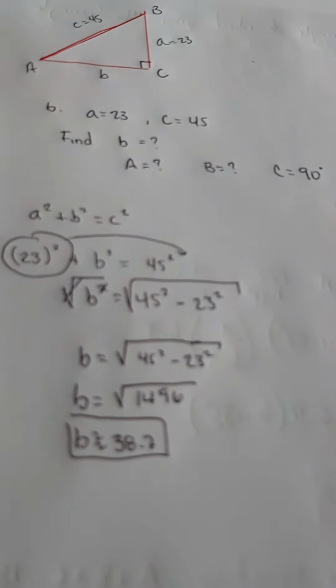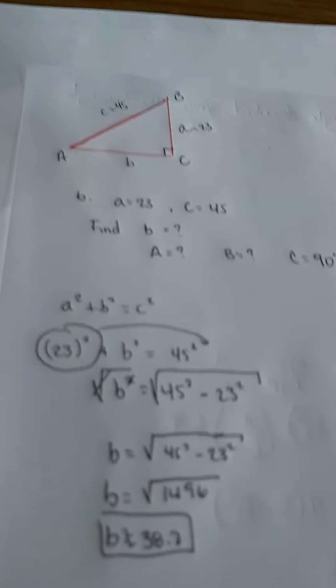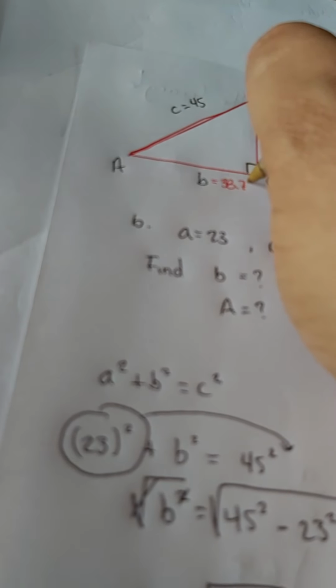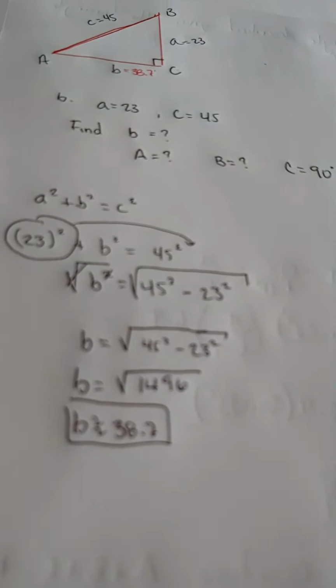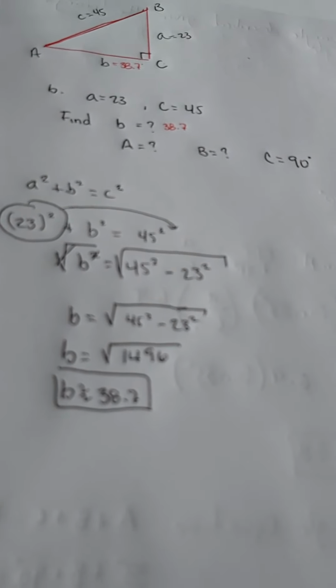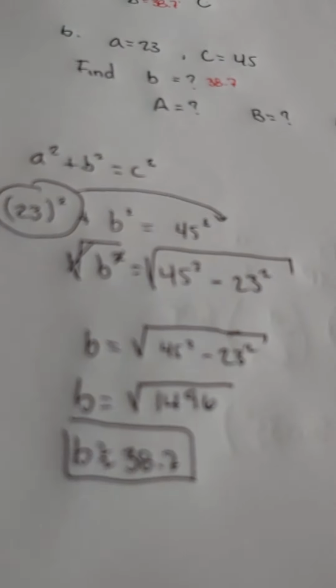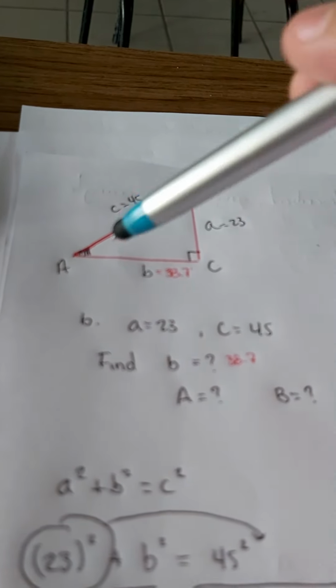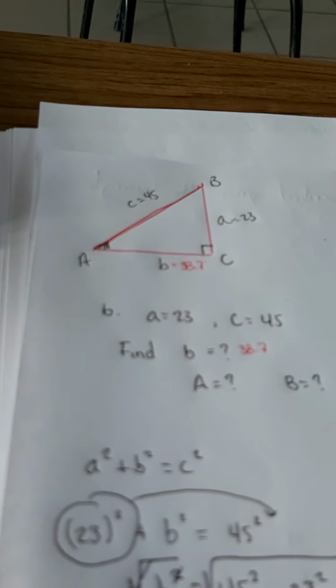Okay? 38.7. So we just found side B. Now, let's find, excuse me, this is 38.7. Now, we're missing angle A and angle B. Okay? How do we find angle A? We can use any of the trigonometric ratios. We can use sine, cosine, or tangent, because we know the three sides.